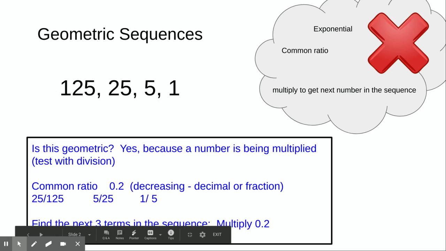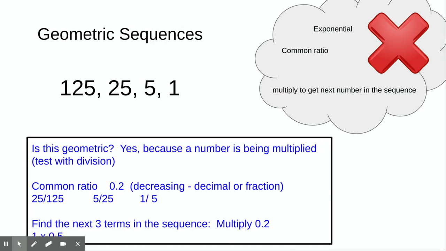And you're going to keep doing that over and over. Multiply by 0.2 to get to the next number in the sequence. So another name for 2/10 is 1/5. So you're actually multiplying by the fraction 1/5 or the decimal 0.2 or 2/10.